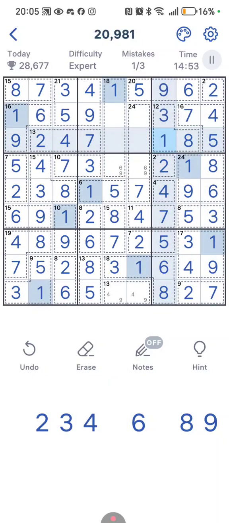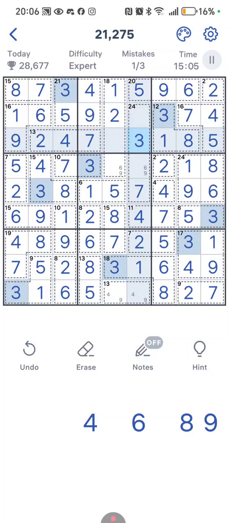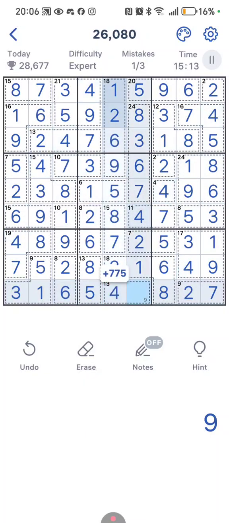Okay, so what we got left? So a bit of scanning, that should solve this one. That's a 2. Then 3, 3, 1, 2, 3, 4, 5, and then it's 6 and 8. 8 and 6, so this should sort this out nicely. Done.